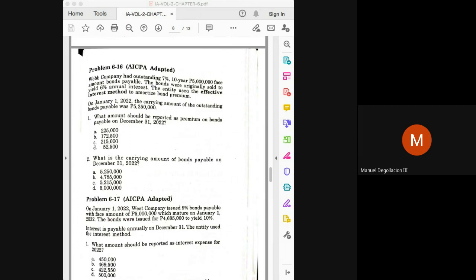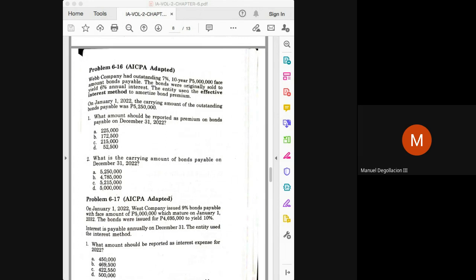Okay. So we already have the amortization of the premium. Then we already have the interest expense. So if you're asked in this problem, how much is the interest expense using the straight line method, your answer should be 325,000. How much is the amortization of the premium? It would be 25. Next, how much then would be the remaining or the unamortized premium on the bonds payable as of December 31, 2022? It would be equal to the initial 250 minus the amortization this year of 25. So the unamortized premium would be 225,000 as of December 31, 2022.